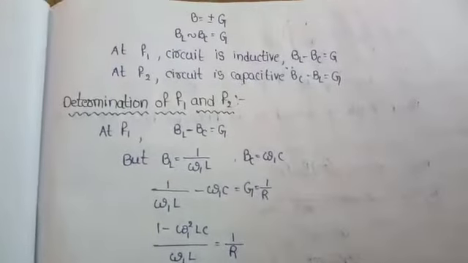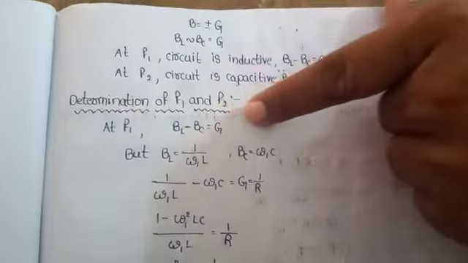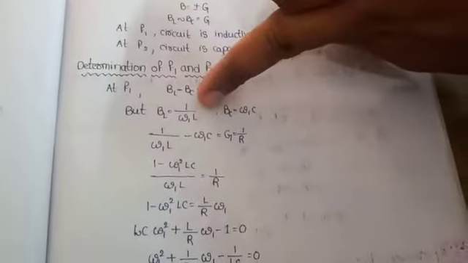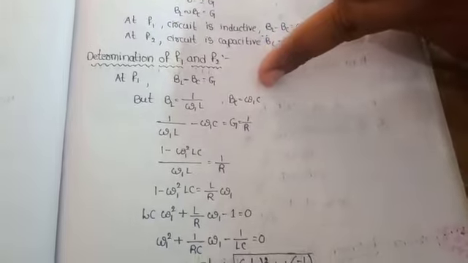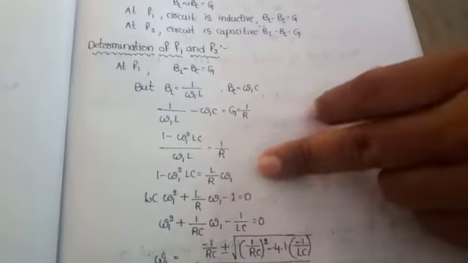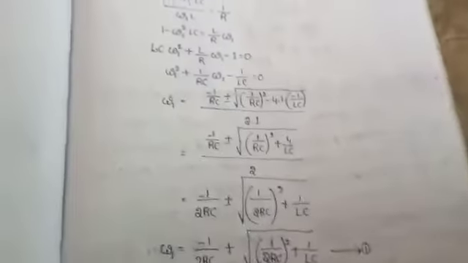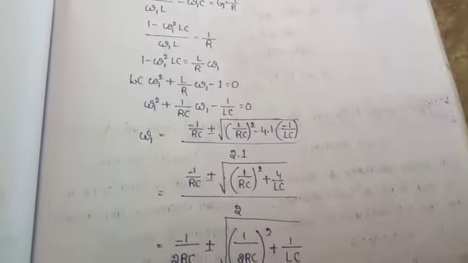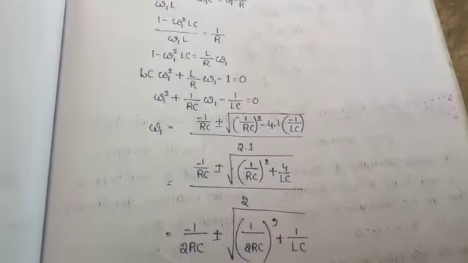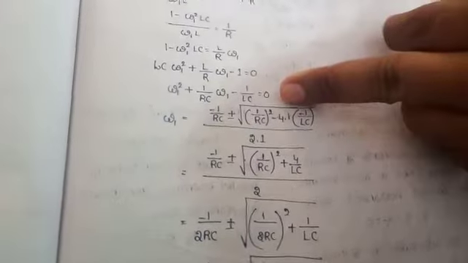Now go for the derivation of bandwidth. It is the difference between F2 and F1. That is BL minus BC is equal to G, but BL is equal to 1 by omega 1 L and BC is omega 1 C. Like this, we put in the values. This is equation 1. Like this, omega 1 minus omega 1 square LC by omega L equals 1 by R. Cross multiplying that gives a quadratic equation.